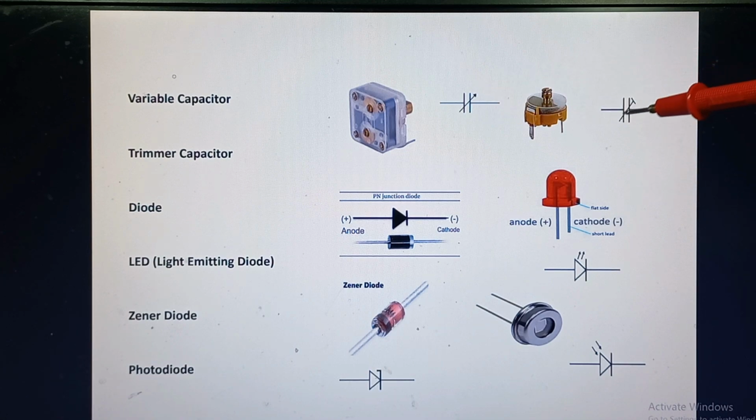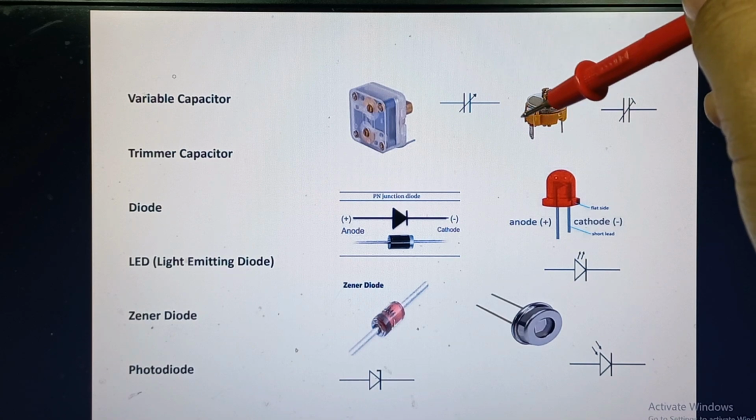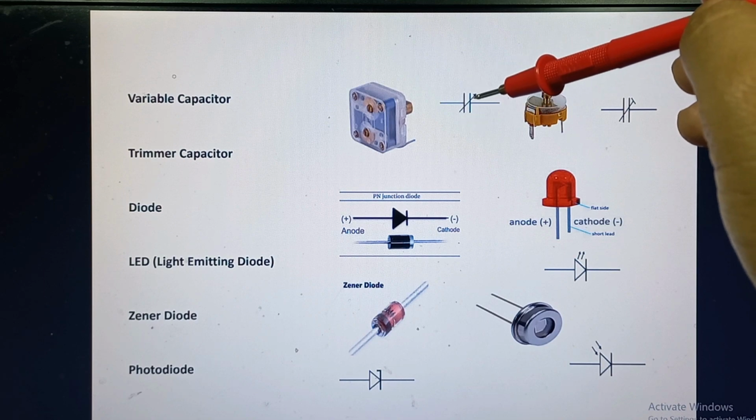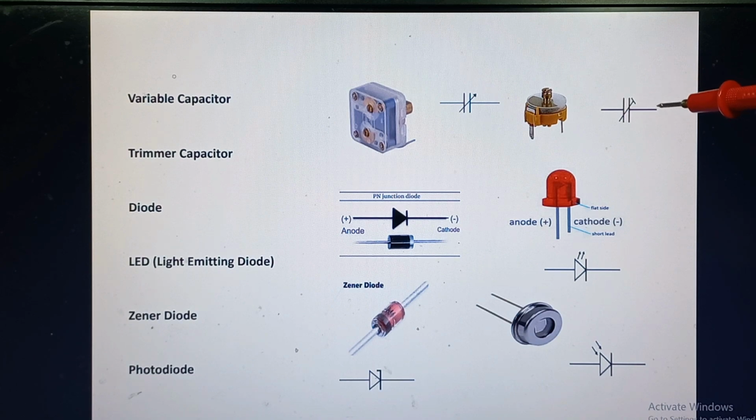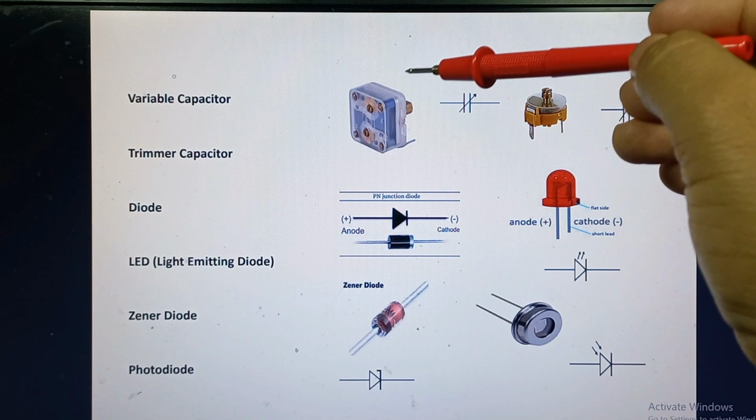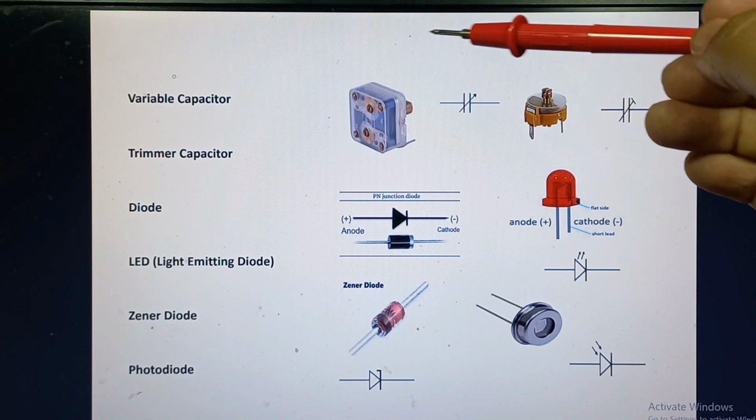You can see by varying this terminal, you can change the capacitance between any two of the terminals. With respect to this one, you can vary the capacitance either across this terminal or across this terminal. The central one is variable, whereas the extreme ends are at fixed value. This one is the variable, and these are the fixed values. These terminals are at fixed value.